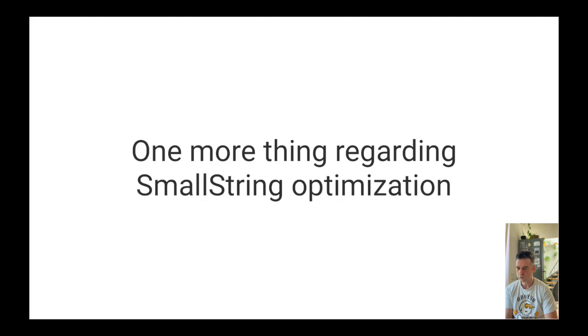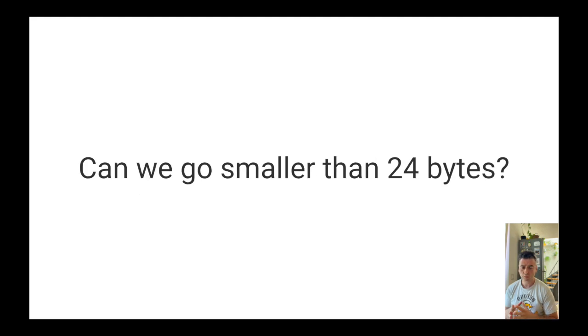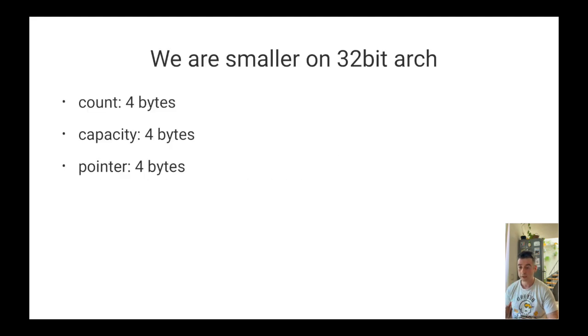Okay. So one more thing regarding small string optimizations. Can we go smaller than 24 bytes? We are smaller on 32-bit arch actually. If you think about it, as I said, for 32 bits, the int and pointer will be just 4 bytes each, which makes it 12 bytes wide, meaning that the capacity for small string will actually be 12 minus 2, which is 10. We can only store 10 byte long strings inline.